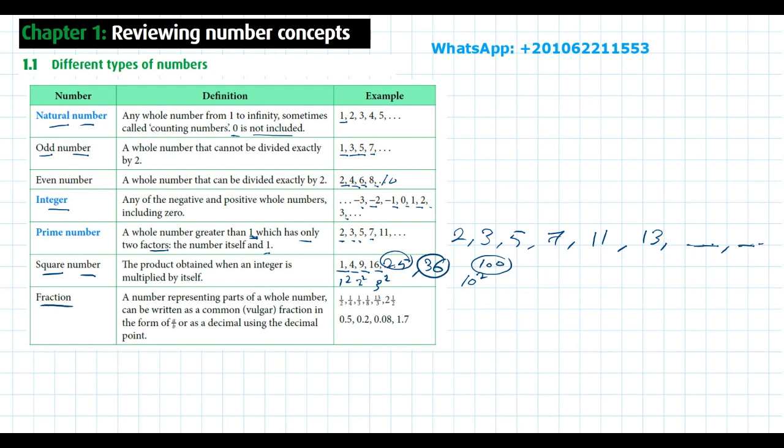What about fractions? In this definition, a fraction is a number representing a part of a whole. As you know from before, fractions relate one value to another. If you have a circle or a piece of pizza cut in fourths, this part represents one part out of how many parts? 4 parts. Then this is the fraction. We can write it in the form a over b, or as a decimal using a decimal point. Instead of 1 over 4, it becomes 0.25. Then these are decimal numbers.